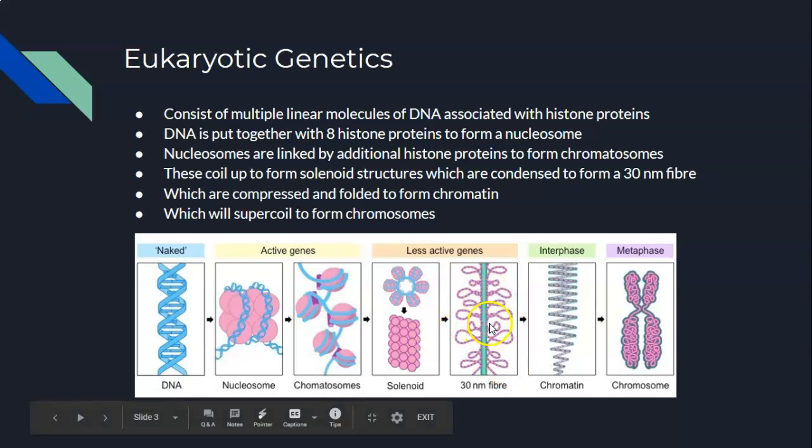And then this fiber is compressed and folded to form chromatin, and then the chromatin is supercoiled to form chromosomes. So all of that happens so that you can form these tightly coiled chromosomes so that it can all fit in your cells.